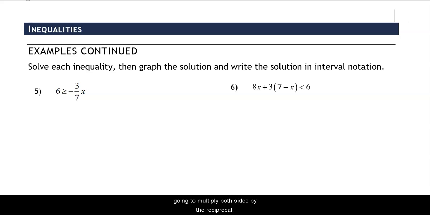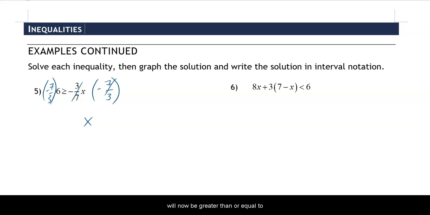To get rid of my fraction, I'm going to multiply both sides by the reciprocal, so negative 7/3 on both sides. On our right-hand side, those will multiply out, and x will now be greater than or equal to our value. The reason our inequality switched or flipped is because we multiplied by a negative number on both sides.